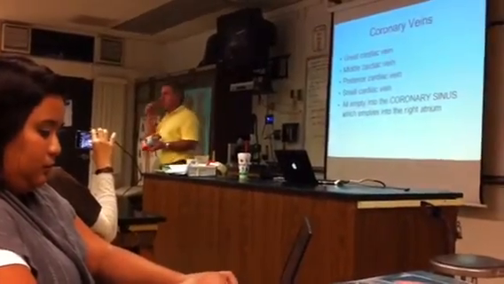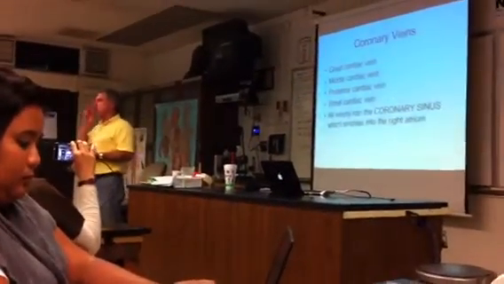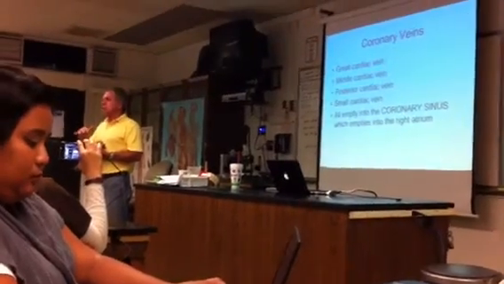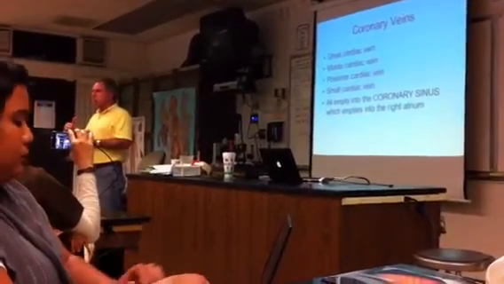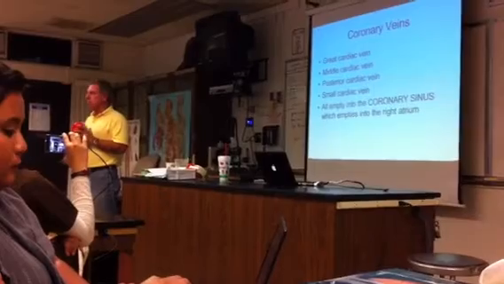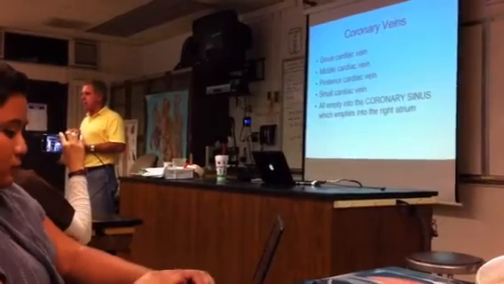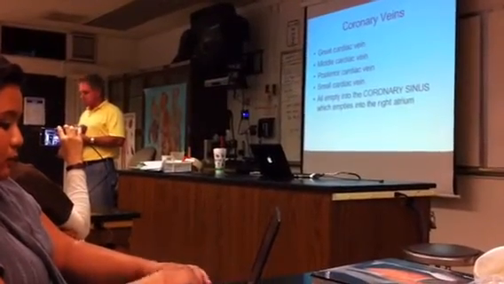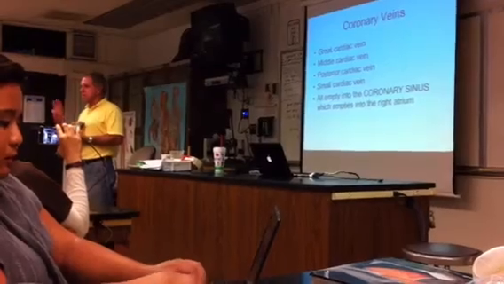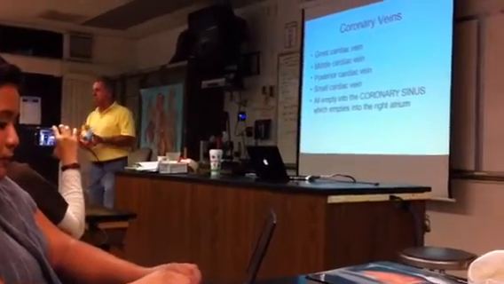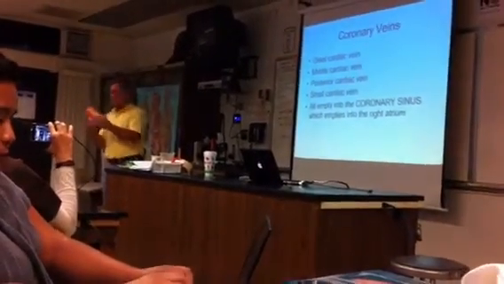So I suppose you could say there are three major tributaries bringing deoxygenated blood into the right atrium. We have the superior vena cava, the inferior vena cava, and also the coronary sinus. So the three major tributaries bringing blood back into this structure.